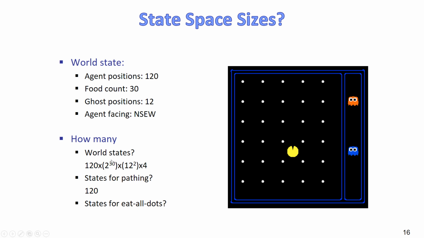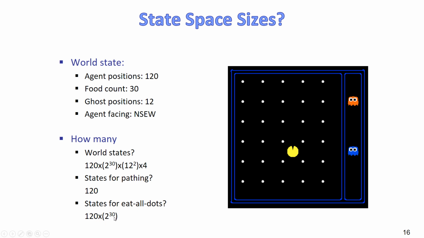Yes. Okay. How about the booleans for the dots? Should we care about them or not? Yes. They will be all eaten. Very good. Eventually, hopefully. So we need this also. How about this part, which is the ghosts? We don't care. Yes, because they are beyond the wall. And how about the direction of the face? In the definition of this problem, we don't care about it. So what we only have is 120 times 2 to the power 30.